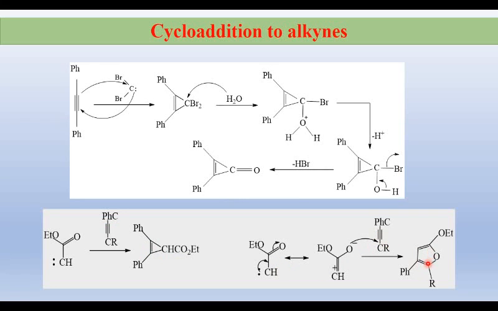And when this carbene reacts with this triple bonded alkyne, a cyclopropene ring, a substituted cyclopropene ring, is obtained. When this carbene reacts with this triple bond, a 5-member ring is obtained.